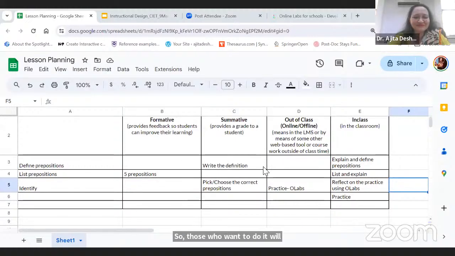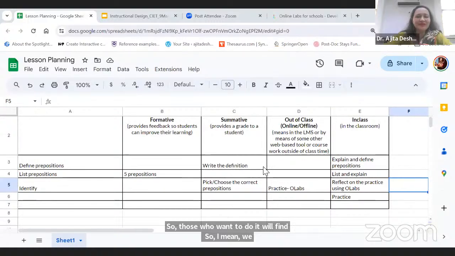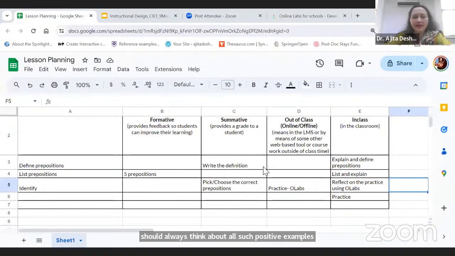So we should always think about all such positive examples and not just think that someone someday is going to come. We had these examples during the pandemic as well, where community halls were thrown open for the students and the classes used to be conducted. We also have examples where teachers conduct classes at night on railway platforms. So all such things are happening in the world. So it's not like we are the only ones who are facing difficulty.